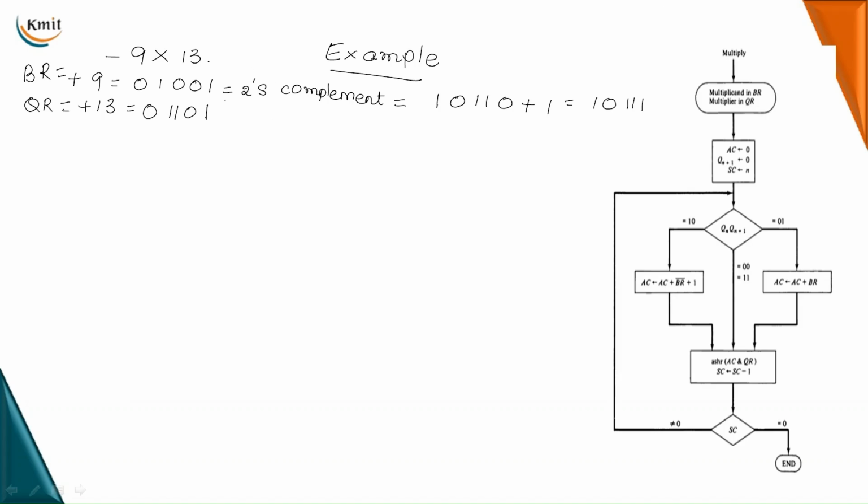When you are multiplying 2's complement data, as we have already discussed, to perform arithmetic operations on a negative number in 2's complement arithmetic, you have to convert the negative number into 2's complement form and then perform the operation. Here I have two operands, where the first operand is a negative value and the second is a positive value. -9 is my first operand and 13 is my second operand.